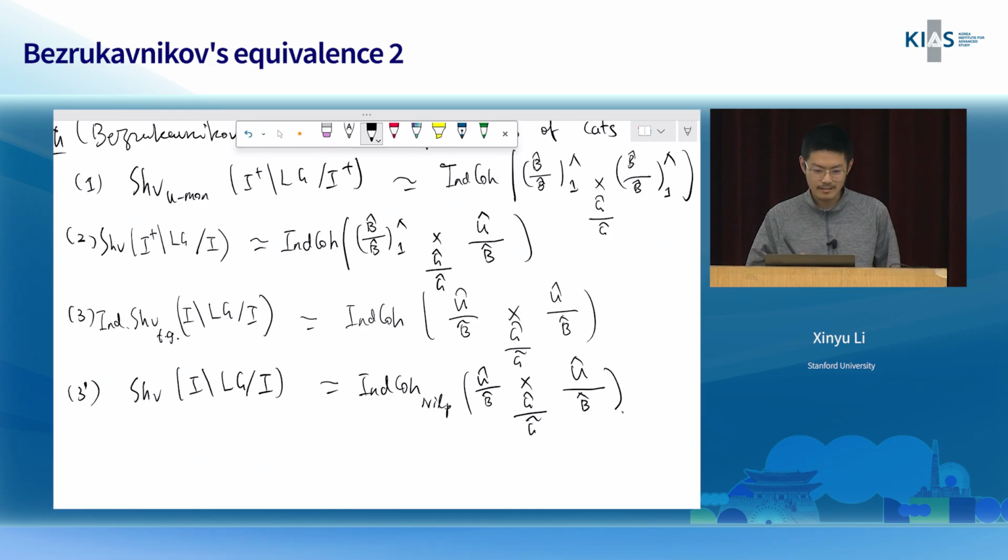Furthermore, as I said, the categories in 1 and 3 on both sides are actually monoidal categories, and so you can actually build monoidal equivalences in these two cases.